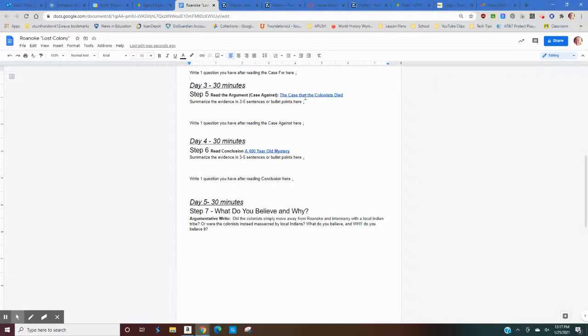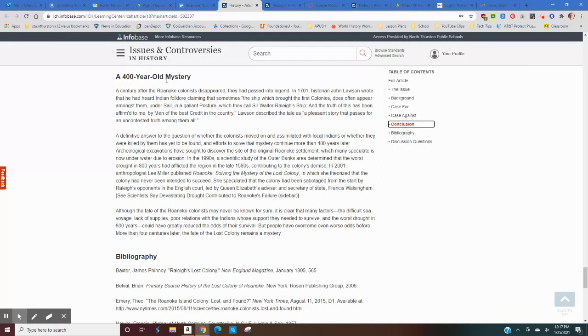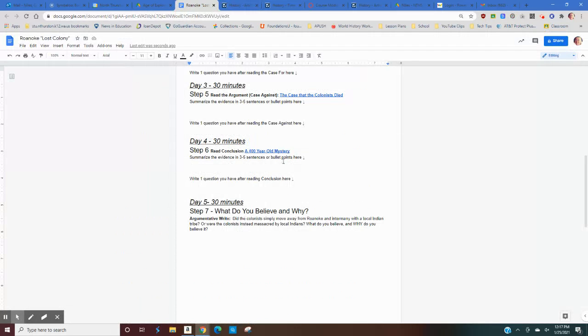Day 3, you're going to read the case that the colonists died. Summarize it in 3 to 5 sentences or bulleted points. Write your question. Day 4, you're going to read the conclusion. It's a 400-year-old mystery. Remember, you just go here and hit conclusion, and it'll take you right there. There it is. You'll summarize that in 3 to 5 sentences or bulleted points, and you'll write your question.